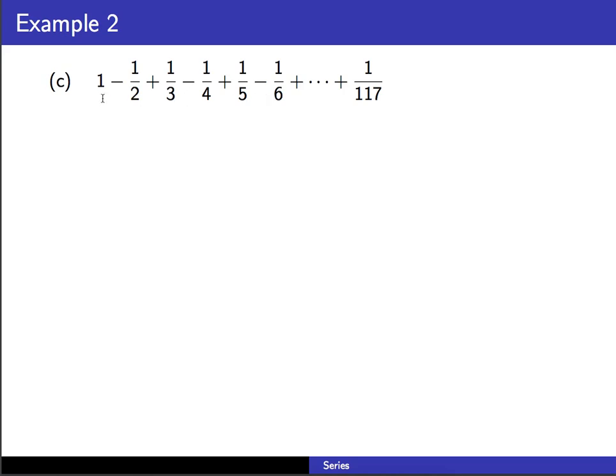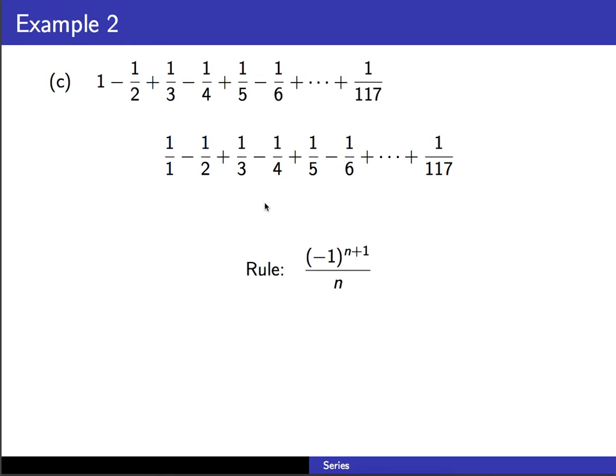Notice also that we could write 1 as 1 over 1. If we did that, every single term would have a 1 in the numerator. And then your denominator starts at 1 and goes up to 117. So again, looking at it as 1 over 1, every term has a 1 in the numerator, which means our rule should have a 1 in the numerator. And then our denominator goes up by 1 every time. So I guess you could say the denominator is an arithmetic sequence. But here, we could try out the rule -1 to the n plus 1 over n.